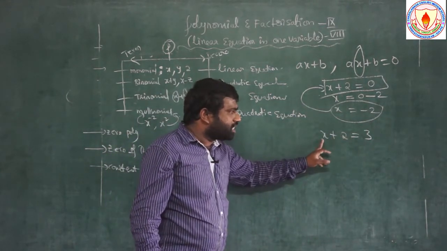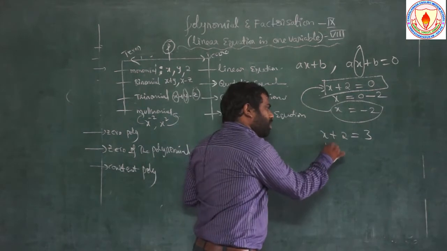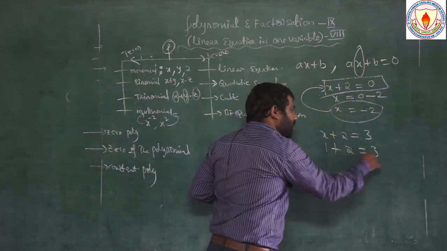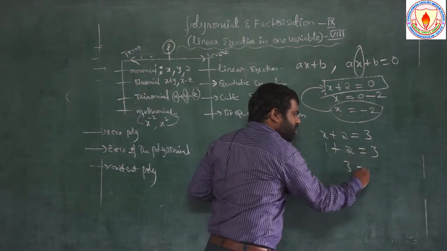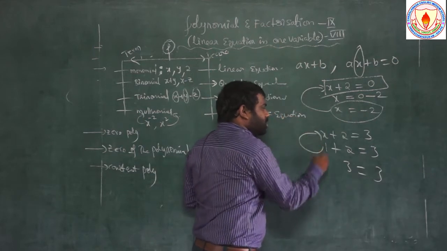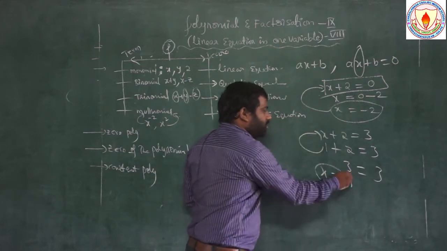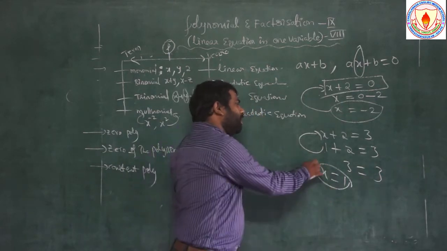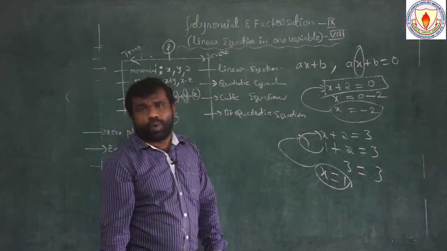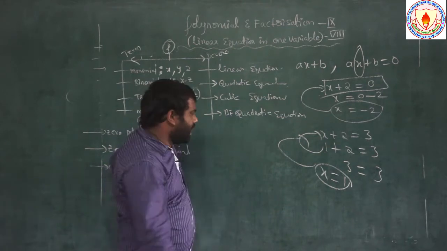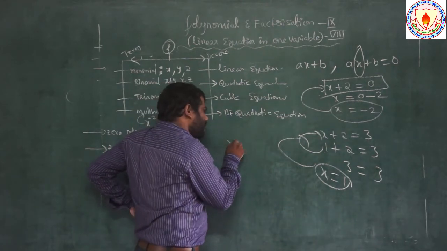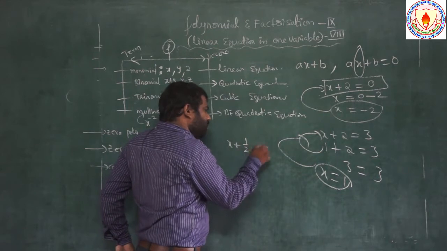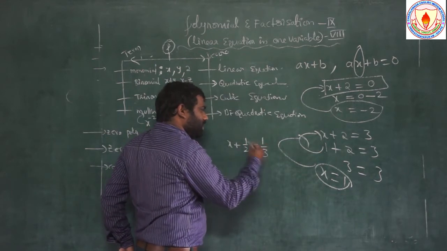So, what value do we have to substitute? Plus 1. 1 plus 2 is equal to 3. So, 3 is the answer. So, nothing but x is equal to 1. LHS is equal to RHS. So, in place of x, we have to substitute 1. 1 is the answer.